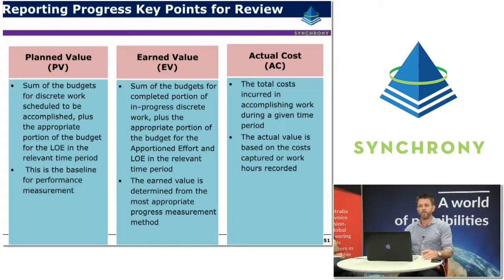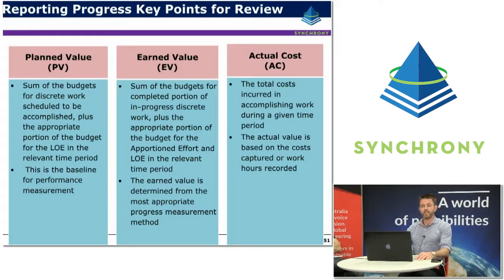So I guess the key points for review, or the key points to understand as the basis for some of these terms. Planned value is basically the sum of the budgets for the discrete scheduled work accomplished, plus the appropriate portion of the budget for the LOE packages in the relevant time period. This is essentially the baseline for performance measurement, or the PMB.